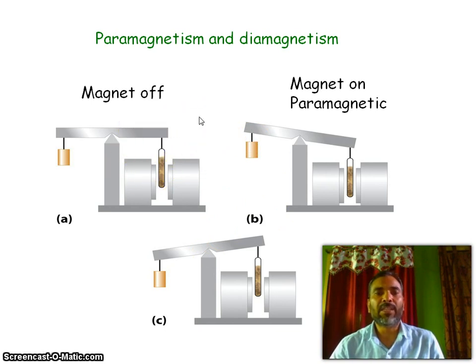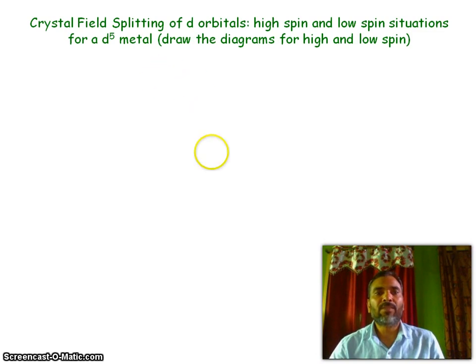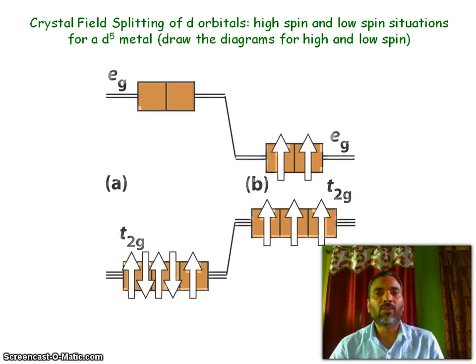So what does it mean? Crystal field splitting of d orbitals, high spin and low spin situations for a d5 metal. Draw the diagram for high and low spins. Look at here, this T2g and Eg, and from here to here and here. This is imaginary, not the exact diagram. So this one is a larger energy gap and this one is a lower energy gap.